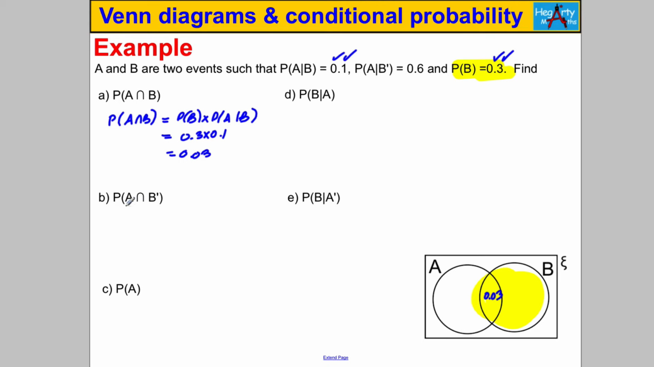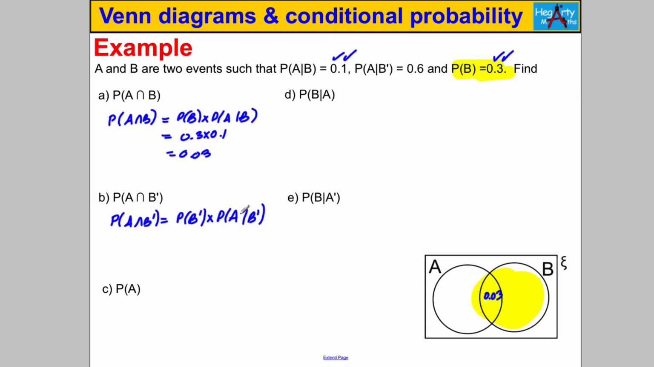Then it says, what's the probability of A intersection not B? Well, we don't have any information about the probability of A, so we can't really work that out with the Venn diagram. Let's think about our conditional probability formula as well. The probability of A intersection not B, we can state that is like the probability of not B multiplied by the probability of A given not B.